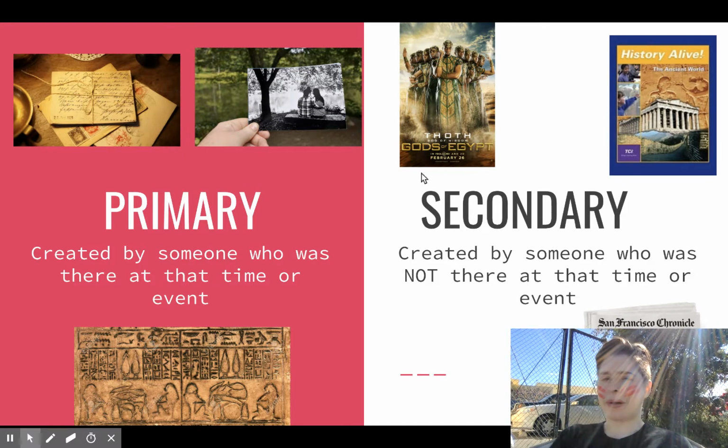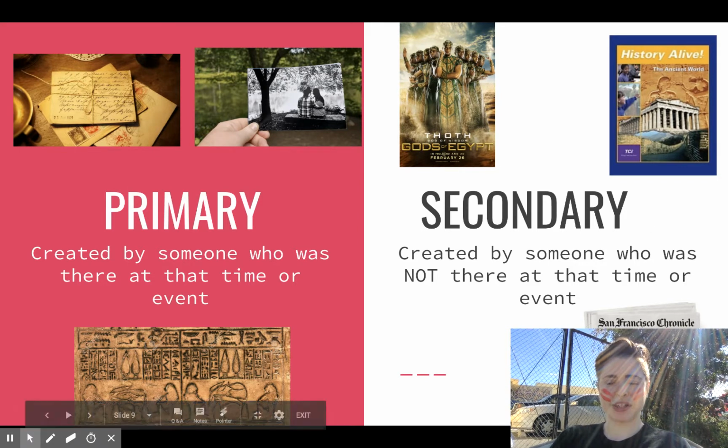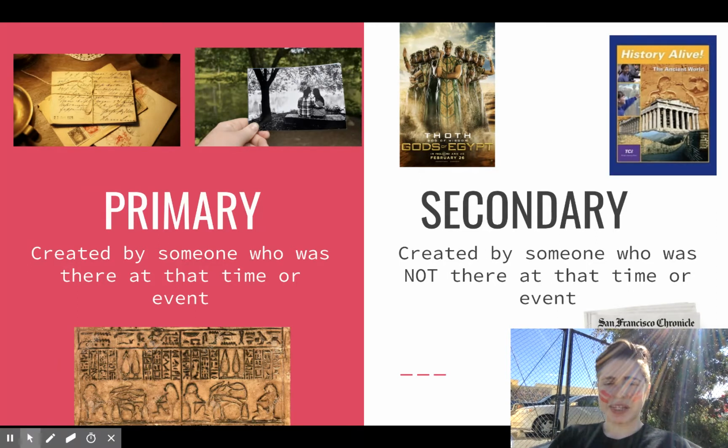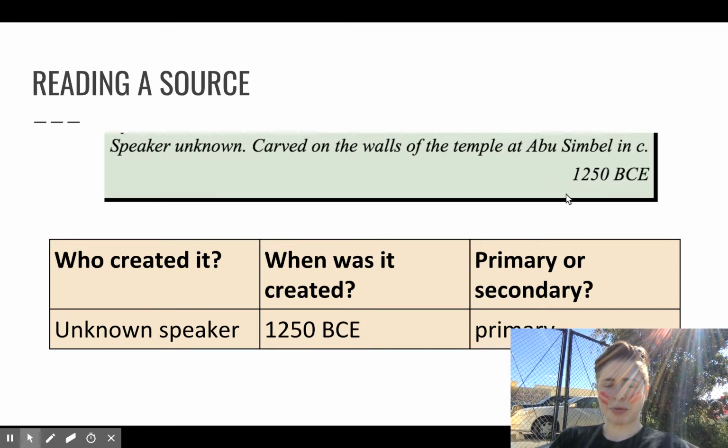So this could be a movie about ancient Egypt that was made in the 2000s. It could be a textbook that we use today about the past. It could be a newspaper written at the same time an event happened, but by someone who wasn't at that event, like a sports game. So if I come back to my source, I can assume that it's a primary source because it was written during the time that Ramses was alive, and it was written on the temple during the time when the temple was built, so they could have seen what happened.